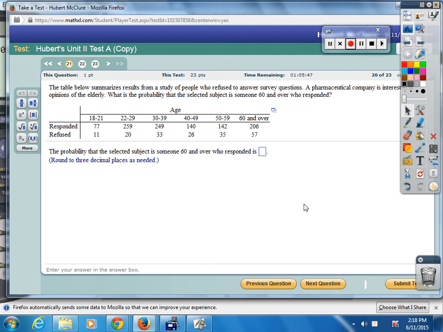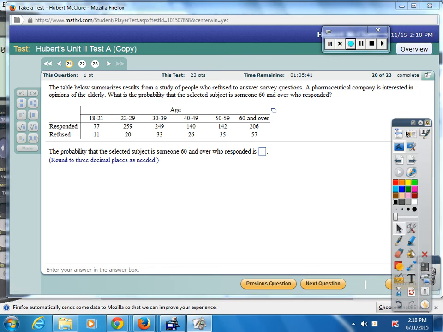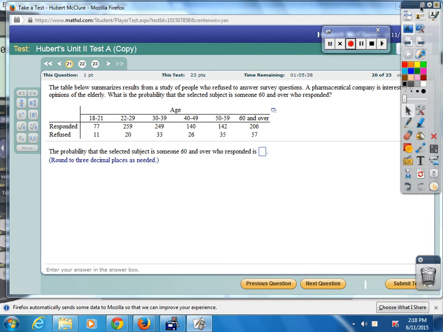The table below summarizes results of people who refuse to answer surveys. A pharmaceutical company is interested in opinions of the elderly. What is the probability that the selected subject is someone 60 and over who responded? So 206 over whatever number that is. Somebody tell me, what's the denominator?